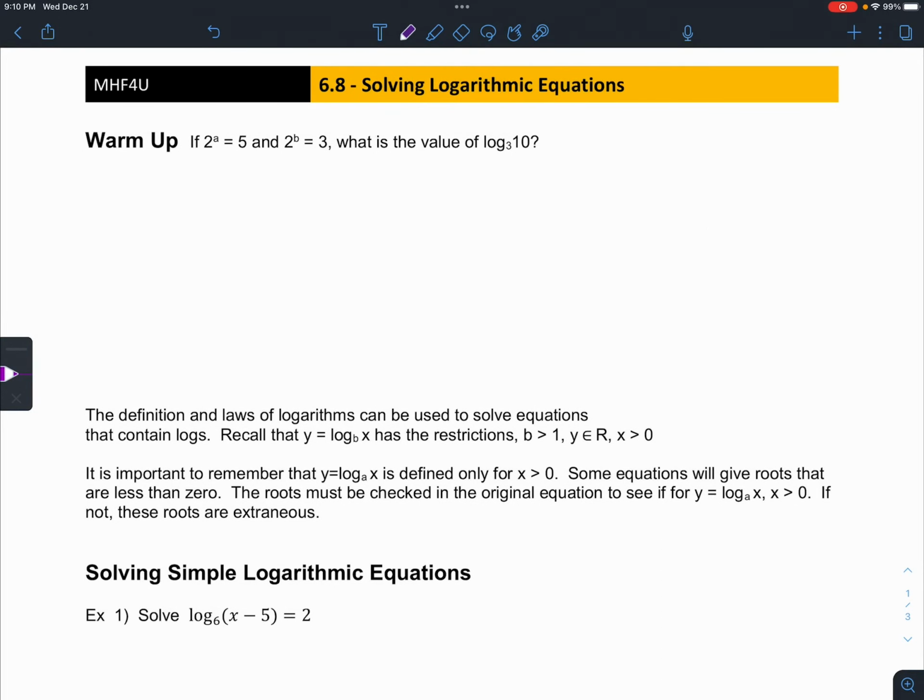Hello and welcome to a lesson on solving logarithmic equations. So let's have a look at this warm-up first.